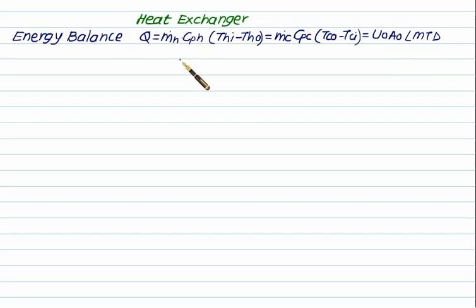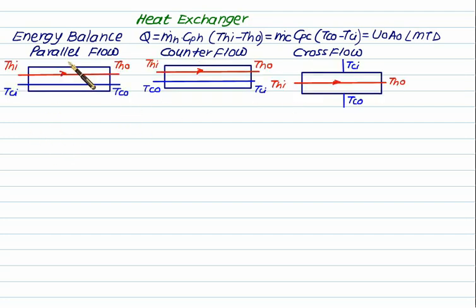Heat exchangers are classified according to the direction of flow of fluid in a double pipe heat exchanger as parallel flow, counter flow and cross flow. In the case of parallel flow, both the fluids will move in the same direction, that is, the hot and cold will move in the same direction. In the case of counter flow, the hot and cold fluid move in the opposite direction, and in cross flow they are perpendicular to each other.